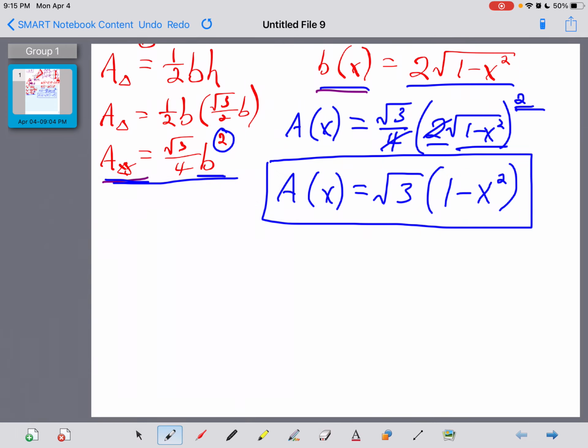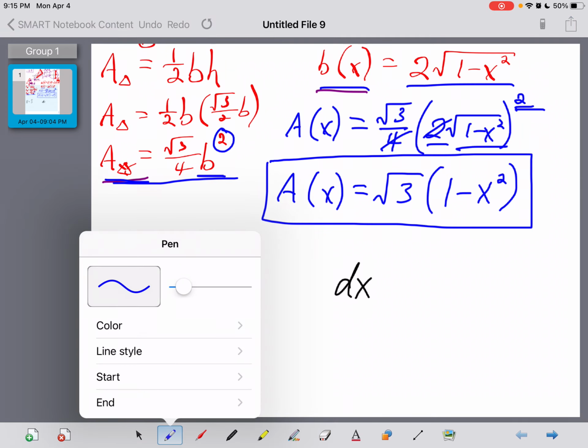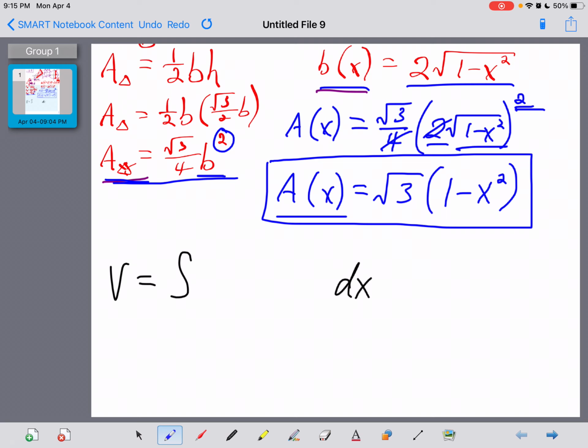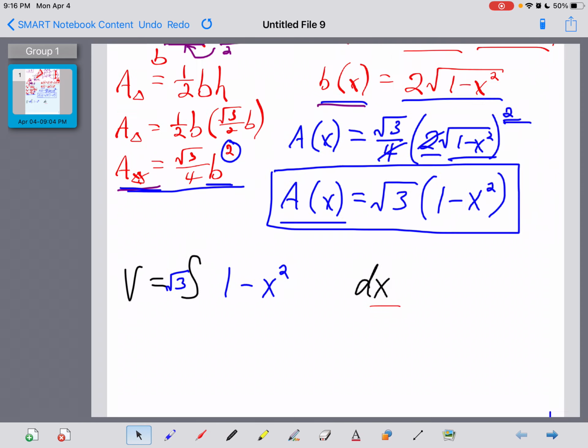So here we go, everybody. Volume is going to equal an integral here. And we're going to go ahead and take this one with respect to x, and our integrand is going to be this A of x formula we just came up with. I'll put the root 3 out in front and then just integrate the 1 minus x squared taken with respect to x. And the only thing we have yet to talk about here, the limits of integration, the lowest and highest values of x in this particular region.